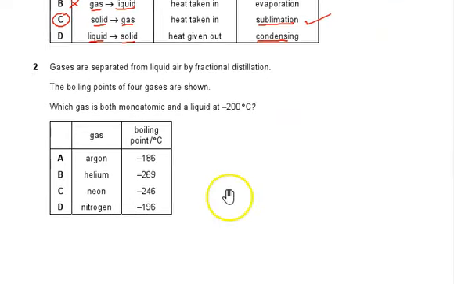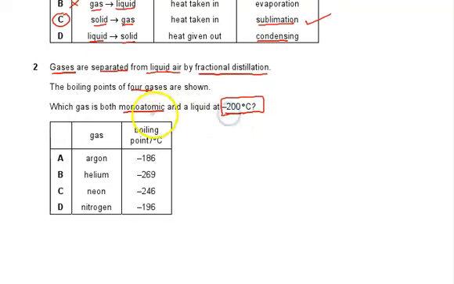Okay, number 2. Here gases are separated from liquid air by fractional distillation. The boiling points of 4 gases are shown. Which gas is both monoatomic and a liquid at negative 200 degrees Celsius? Okay, monoatomic, the most possible answer will be in group 18, which is the inert group.